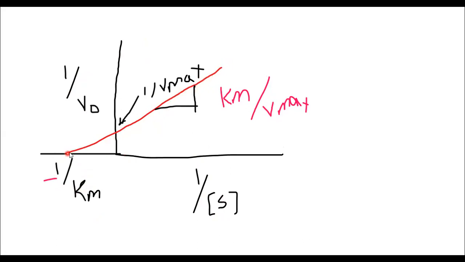The straight line intercepts twice. First, it intercepts the x-axis, and when it intercepts the x-axis, it gives us the information about the Km. And then it intercepts the y-axis. On the y-axis, it gives the value of 1 over Vmax, and hence we can calculate our maximum velocity value. The slope of the Lineweaver Burk plot gives us the equation Km over Vmax.